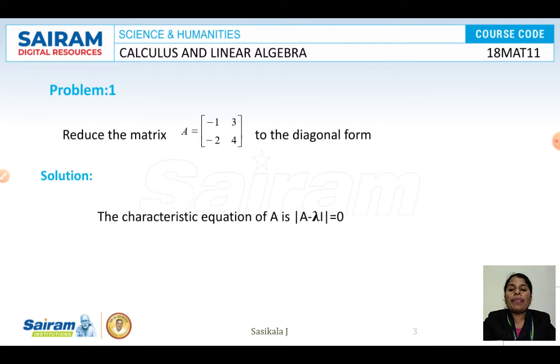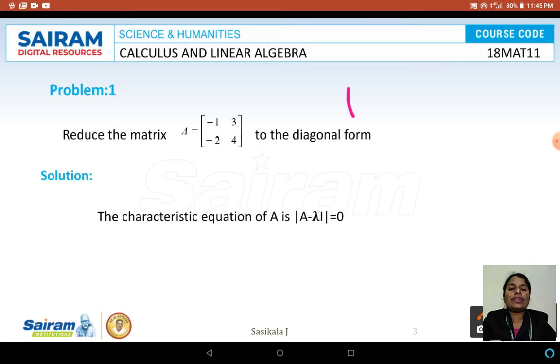So the first problem: reduce the matrix capital A equal to minus 1, 3, minus 2, 4 to the diagonal form. So the solution: the question asks for a 2 cross 2 matrix, the order is 2, isn't it? Then you should have 2 linearly independent eigenvectors and, of the same order, a modal matrix P. Then P inverse A P will give you a diagonal form of the given matrix. So this is what we are going to do.